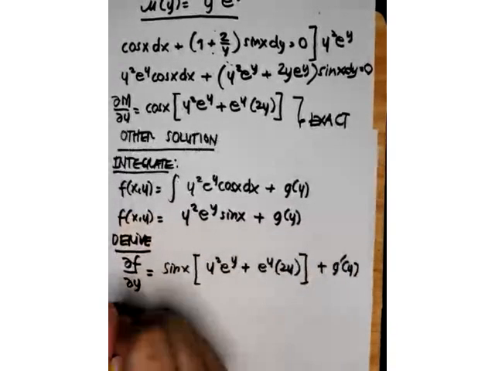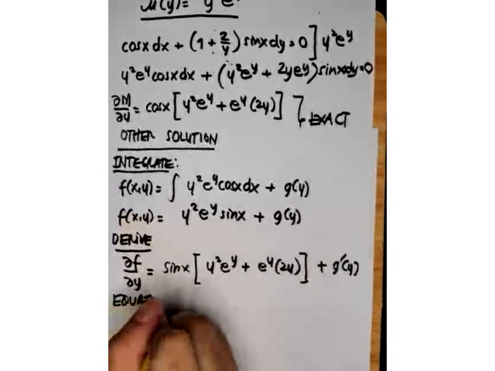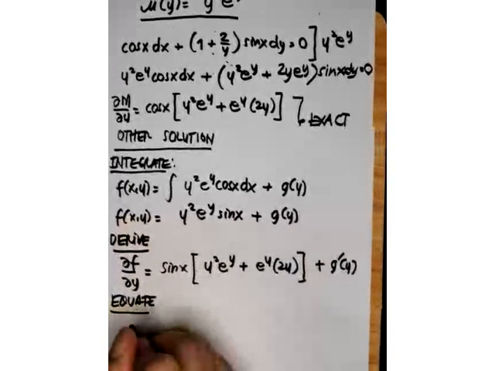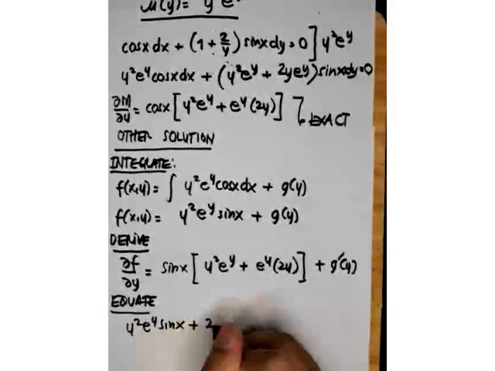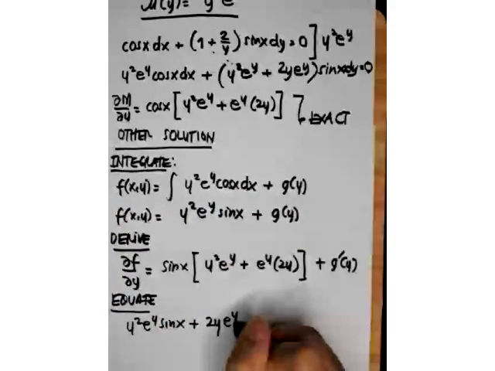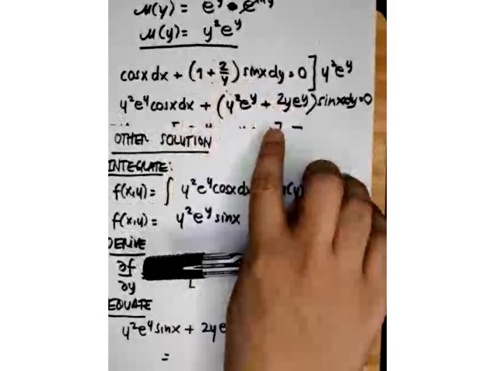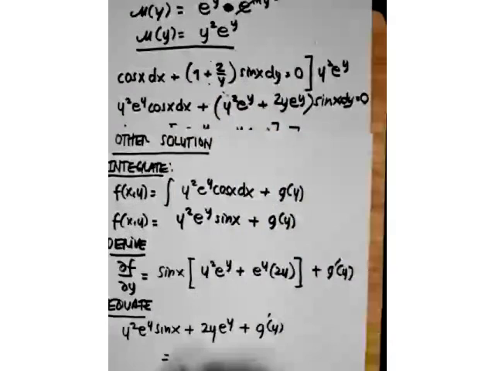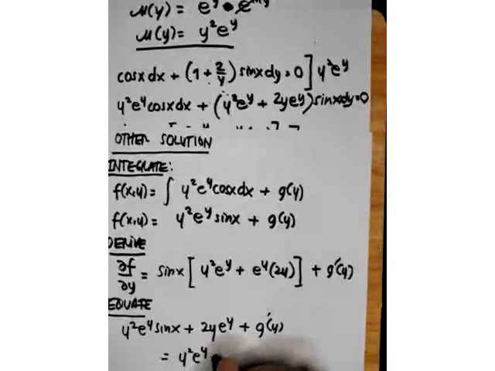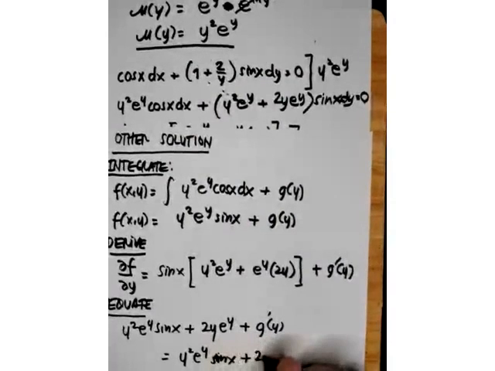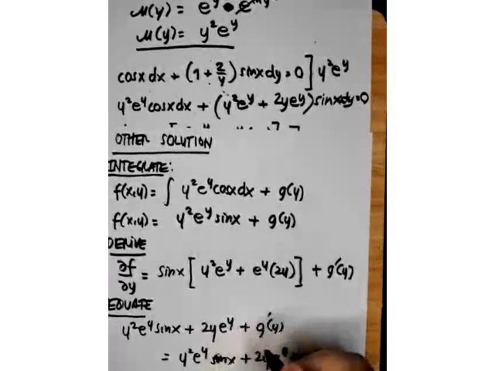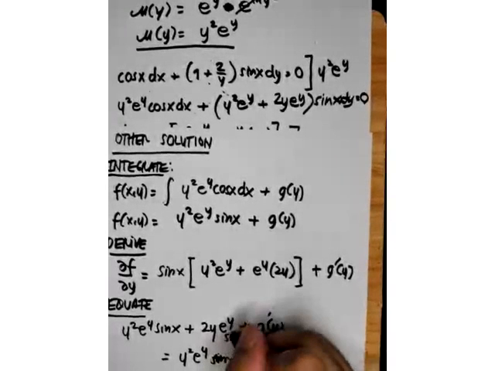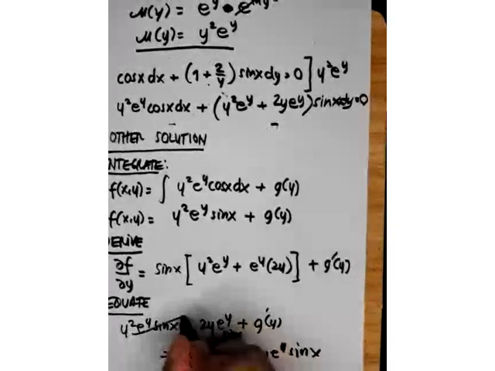And then, equate na natin. So distribute ko na to. So y squared e raised to y sin x plus 2y e raised to y plus g of y prime is equal to, we copy this one. Distribute natin sin x. Y squared e raised to y sin x plus 2y e raised to y sin x. Wait, nawawala yung sin x ko dito. Ayan. Then we cancel.